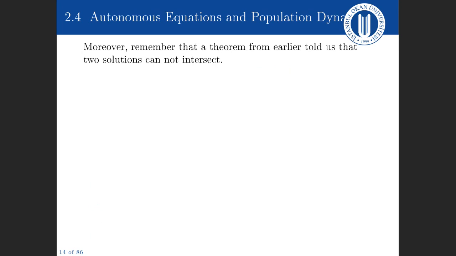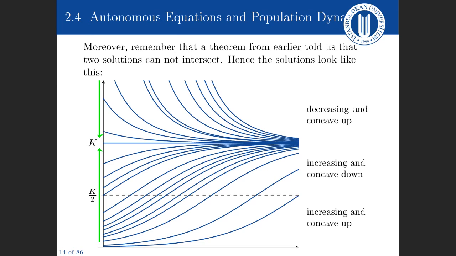Moreover, if you remember the last theorem from last week's lesson, solutions to first order equations, as long as everything is continuous, do not intersect. With that information, we could sketch graphs like this. On the bottom part, between 0 and k over 2, it's increasing and concave up. On the middle part, increasing and concave down, and it can't intersect with y equal to k.